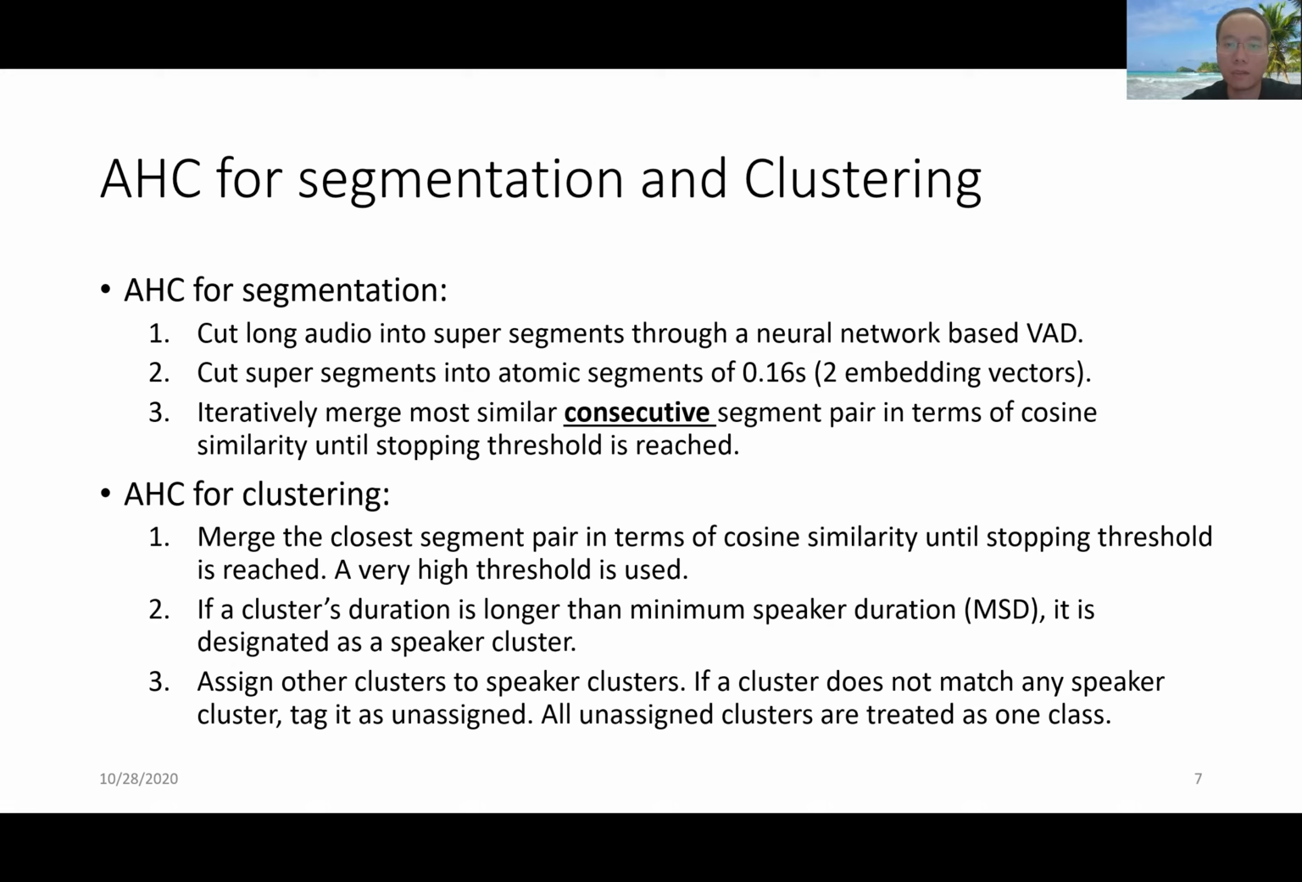Then only those clusters that are longer than the predefined duration threshold are considered as speaker clusters. The rest of the clusters are then assigned to those speaker clusters using cosine similarity. If a cluster is not similar to any of those speaker clusters, it is assigned to a special class called the unassigned cluster. This class is currently treated as a single cluster in DER computation.